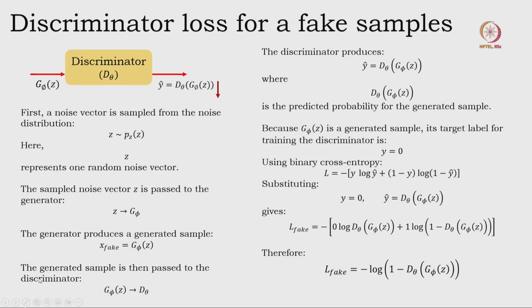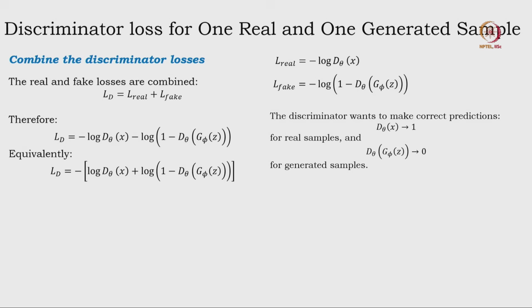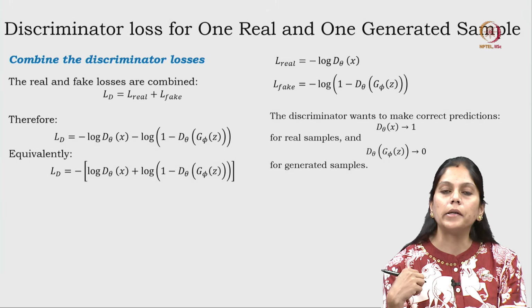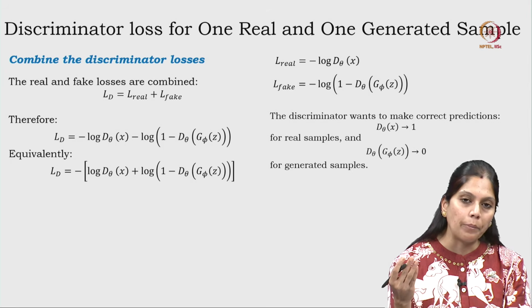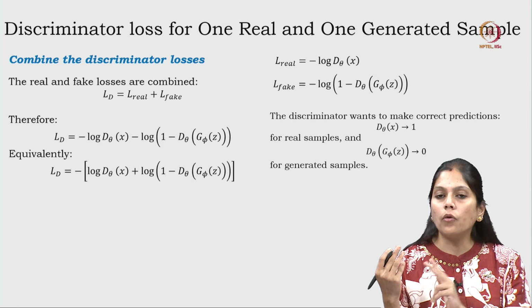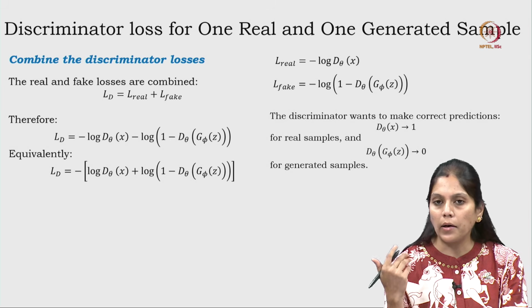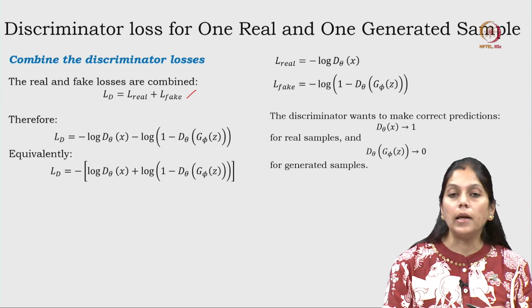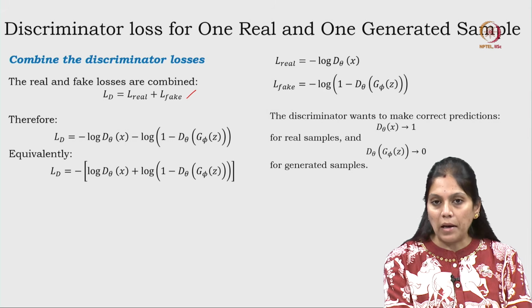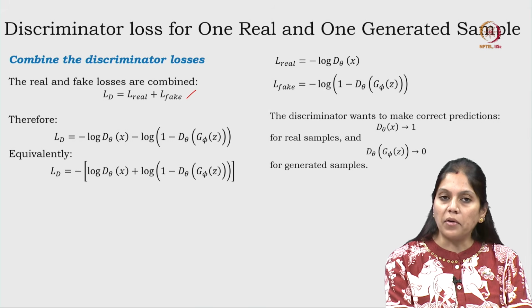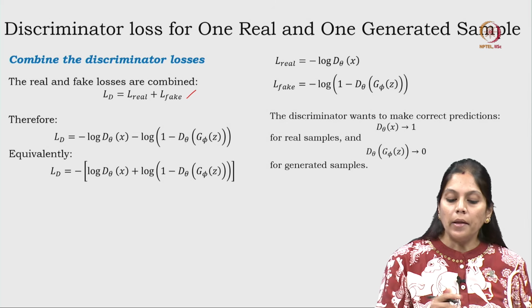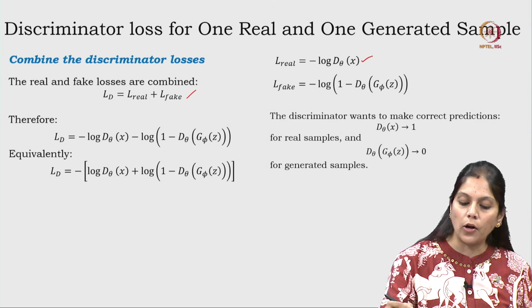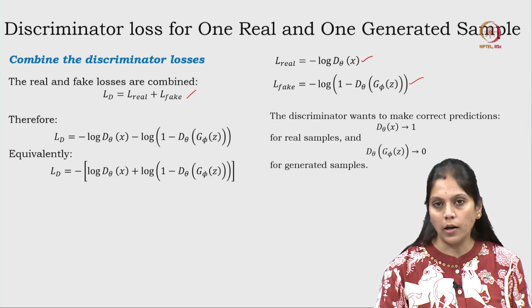So, this is what we have seen. Now, what is the next step? Once we get the loss functions for real samples and generated samples, the total loss LD is the addition of L real and L fake, or L generated samples. So the total loss is LD equal to L real plus L fake. We have already seen from our previous two slides that L real is given by this formula and L fake is this particular formula.